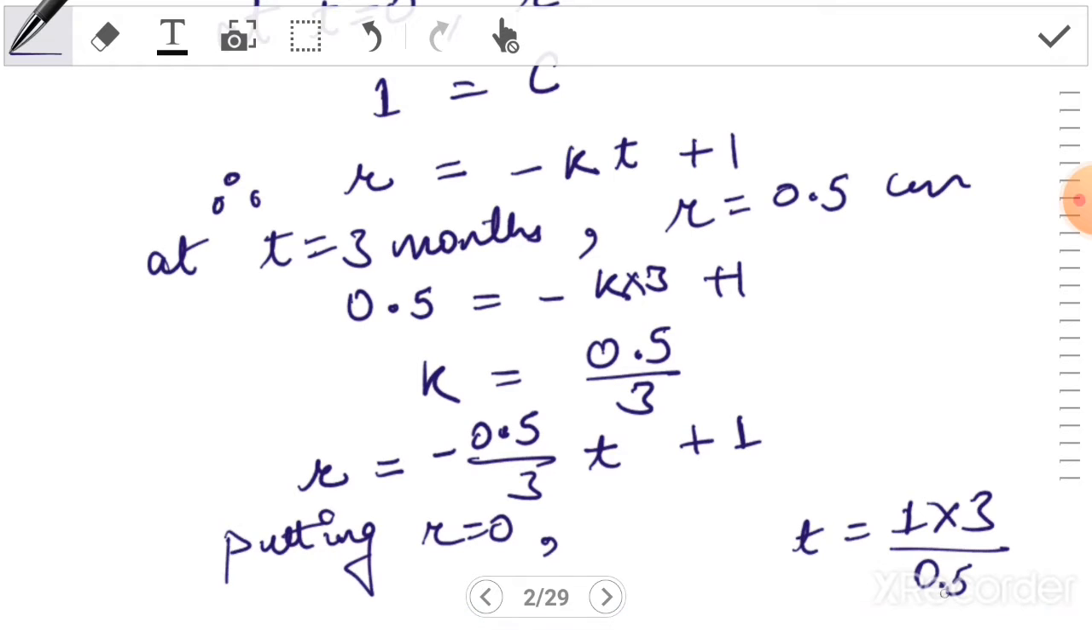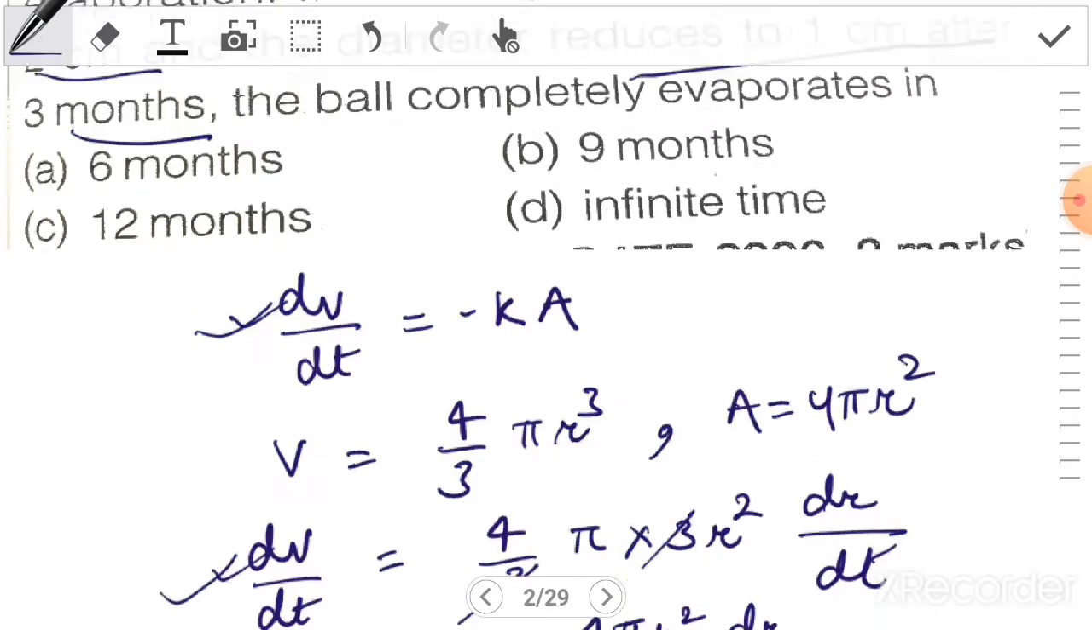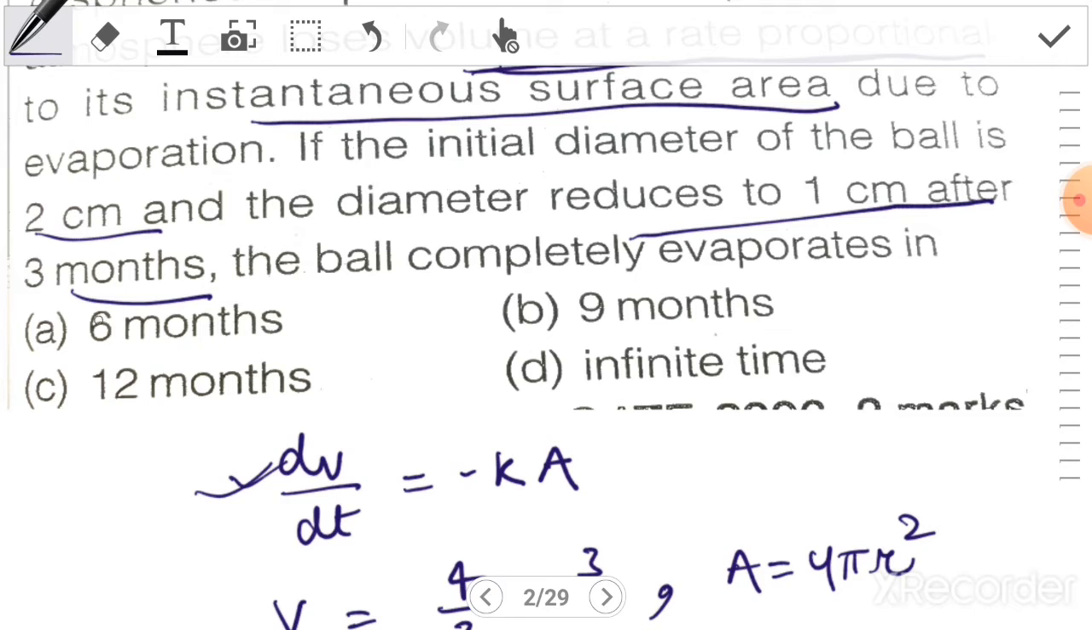Right? Which gives 6 months. Okay, so the answer is 6 months. In 6 months, the ball will completely evaporate. Let us go to the next problem.